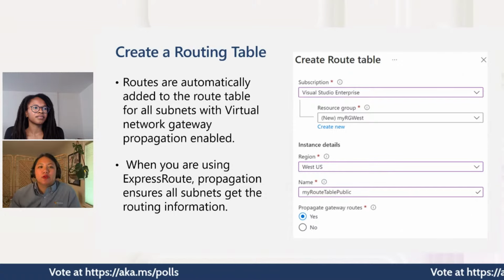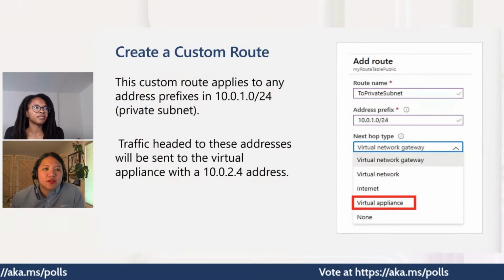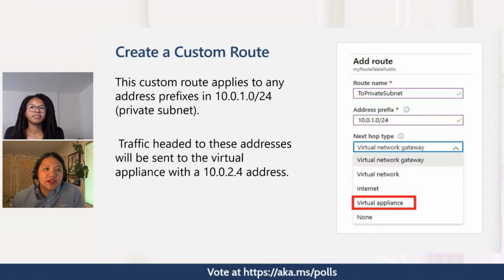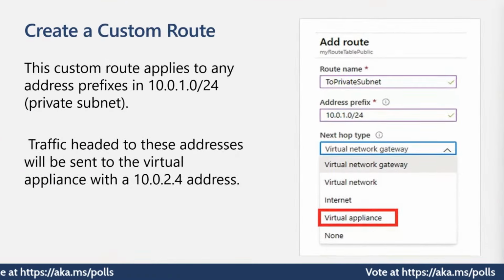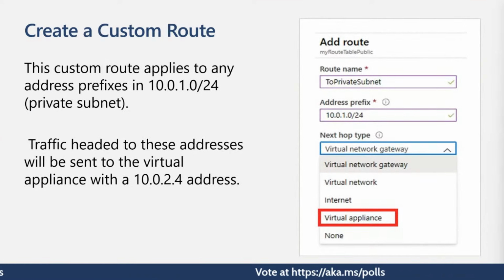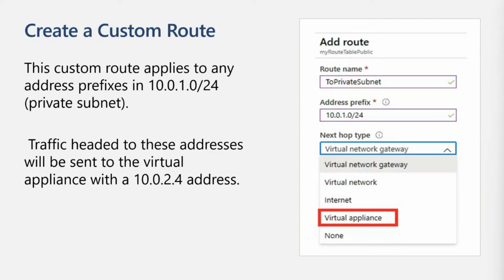Additionally, when you create a custom route, you can see in this image that this custom route will be applied to the address prefix listed here, which is 10.0.1.0/24. This is a private subnet, and then you can indicate what the next hop is. So you do have a lot of options here. In this example, we are picking an NVA or network virtual appliance, but you can indicate if you want a virtual network gateway, a VNet, the internet, or none. So these are some of the options that you can think about once you are creating that custom route.